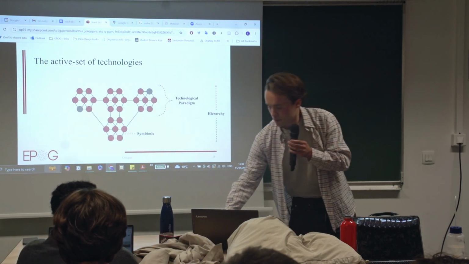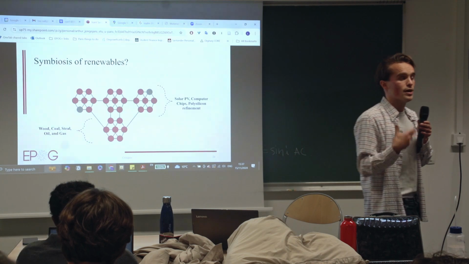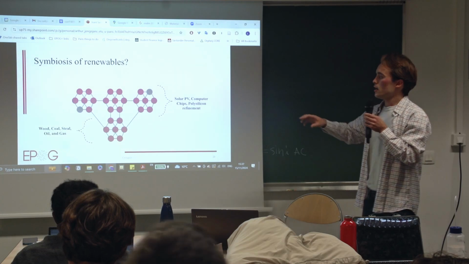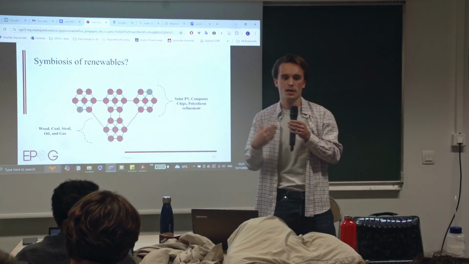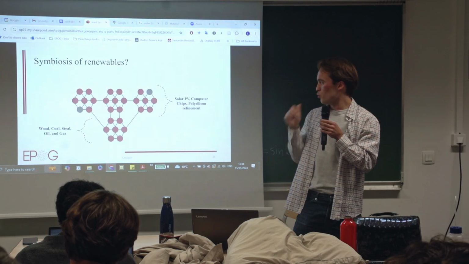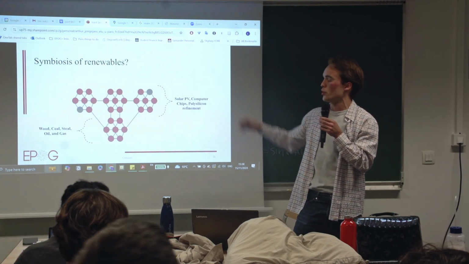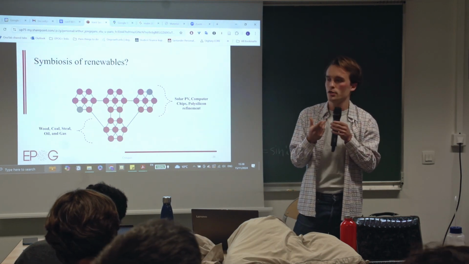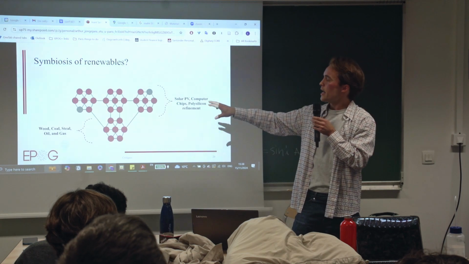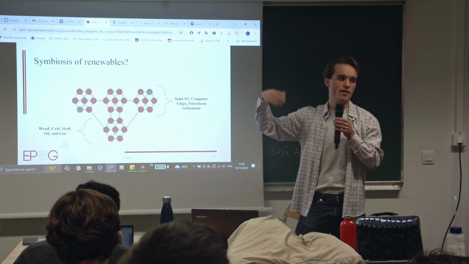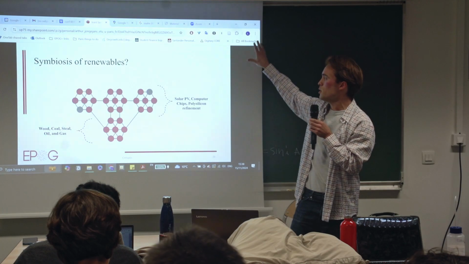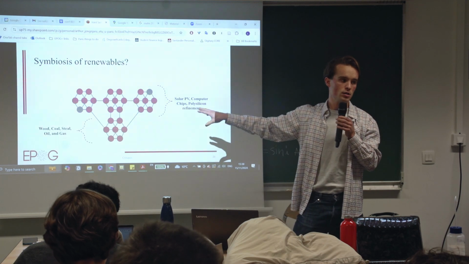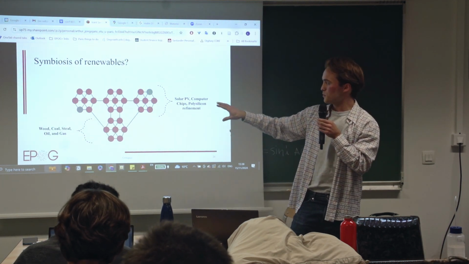And what we could say, maybe to come up with a potential answer for why this symbiosis is so important, is that this hierarchical structure explains a little bit why we're using more wood, coal, steel, oil and gas. Basically, these technologies are at the origin of our technological tree. And the longer we keep on developing and making this technological tree more complex, we keep relying more and more on these core technologies that are at the basis of everything.